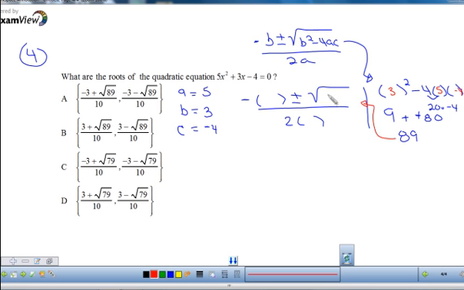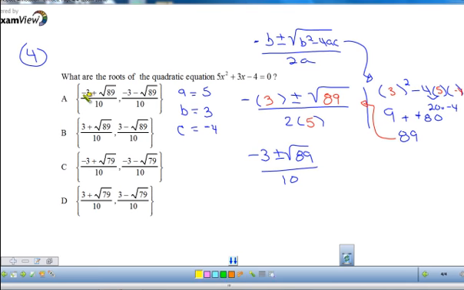So we're going to substitute that back. b goes here. b is 3. And then we have a. So we're going to have negative 3 plus or minus the square root of 89 over 10. So need to be careful because notice how these look very similar, but one has a negative and the other one has a positive. So my answer is A because I need the negative.